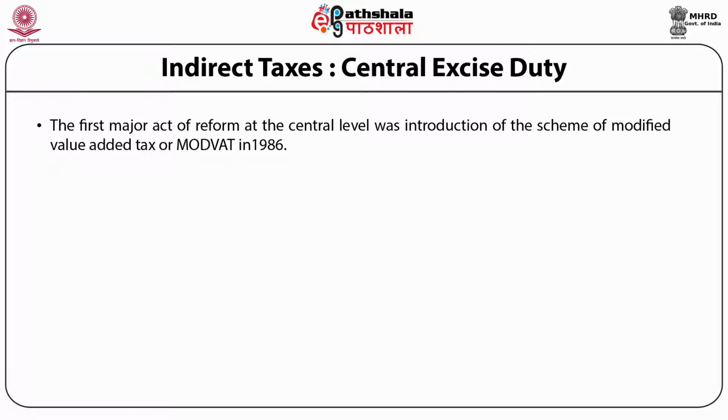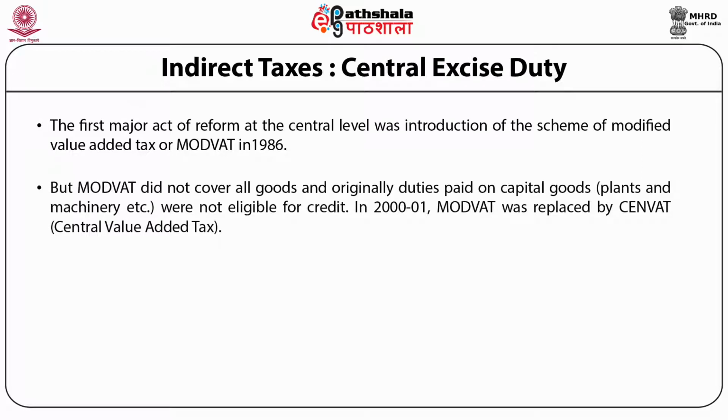Under this scheme, manufacturers could get the credit for taxes paid on inputs against the tax payable on outputs. But MODVAT didn't cover all goods, and originally duties paid on capital goods, plant and machinery, etc. were not eligible for credit. In 2001, MODVAT was replaced by CENVAT, that is Central Value Added Tax.